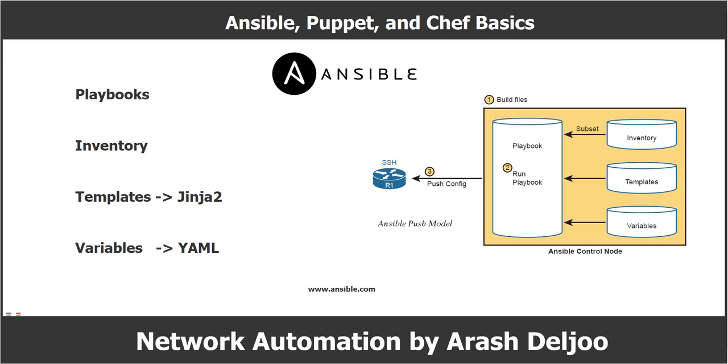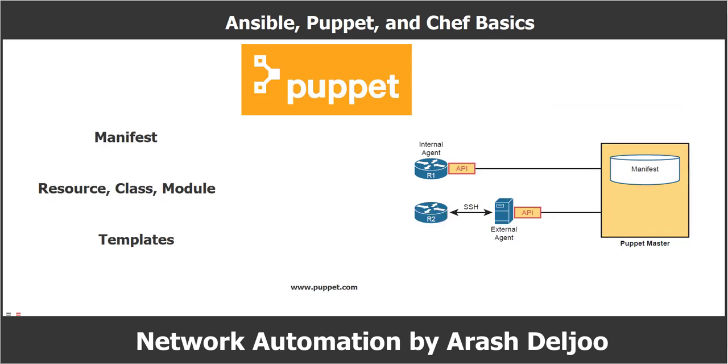To do configuration monitoring, Ansible uses logic modules that detect and list configuration differences, after which the playbook defines what action to take: reconfigure or notify. And here we can see the Ansible push model. We have inventory, templates, and variables, okay? And also here we have the playbook. We can run the playbook, and with the help of SSH or NETCONF, we will push the configuration to Router 1.